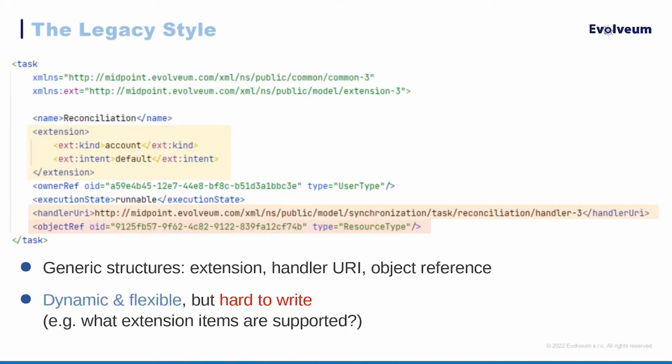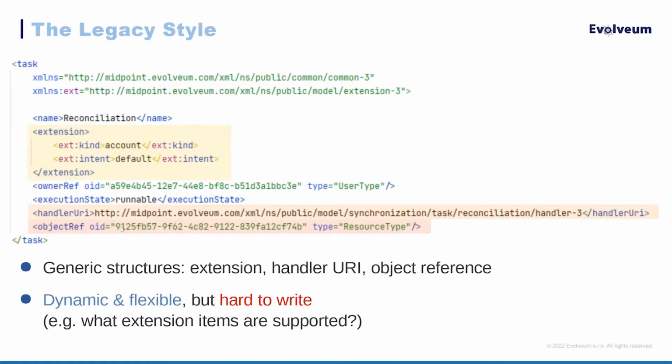The new model allowed us to radically simplify the definition of tasks. Let us have a look. This is how the task definition looked before version 4.4. We used generic and extensible structures like extension, handler URI, and object reference. This was, yes, really dynamic and flexible and immediately open for customer extension.